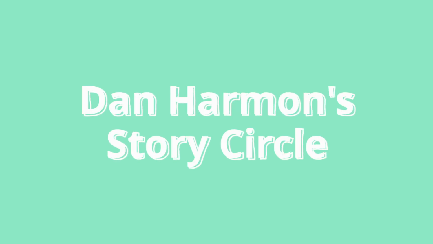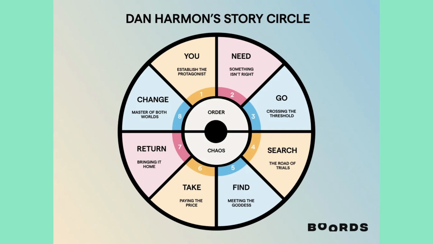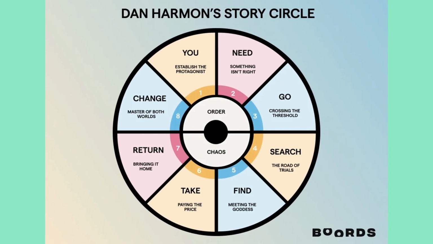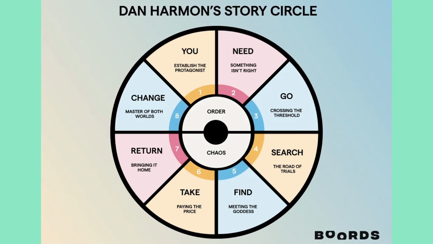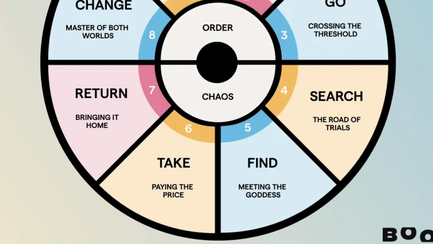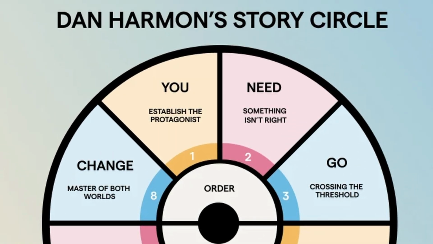Dan Harmon's Story Circle. Dan Harmon, creator of Community and Rick and Morty along with other great works, established his own approach to breaking down stories that has roots within that hero's journey. The story circle contains 8 main points of a story broken into order and chaos. The characters will begin in order, dip into chaos through the events of the story, and return back to order.